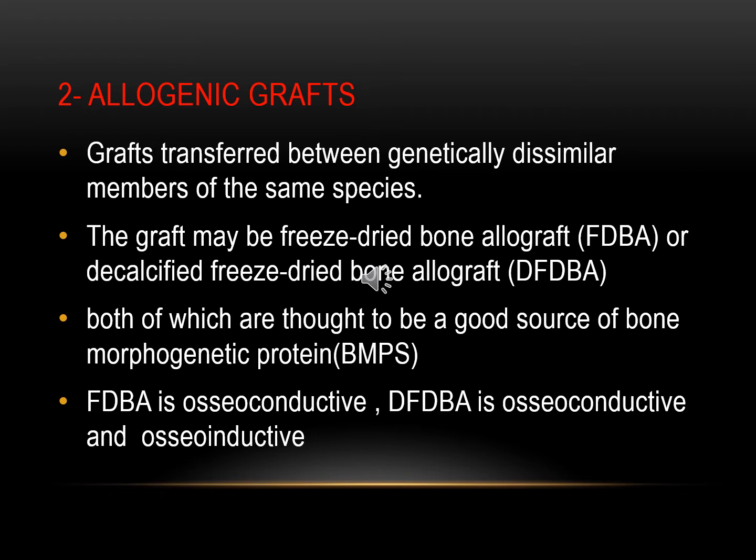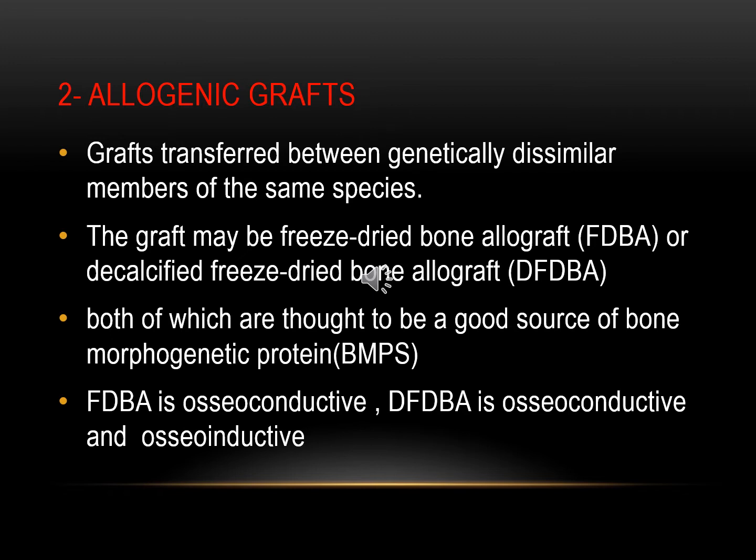This is allogenic graft. We will talk about the human graft only. We will not talk about grafting between animals. In the allogenic grafts, we mean always the human bone graft. We have two main types of allogenic graft. First type is FDBA. What does FDBA mean?